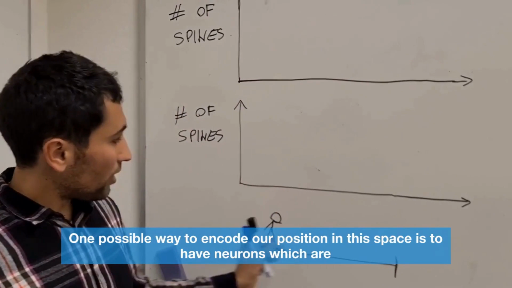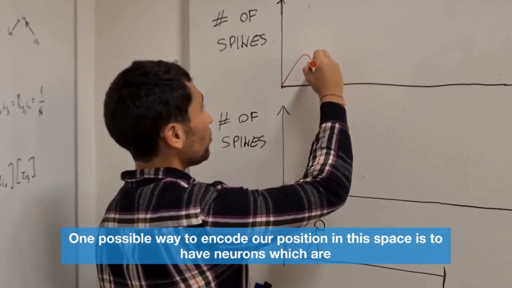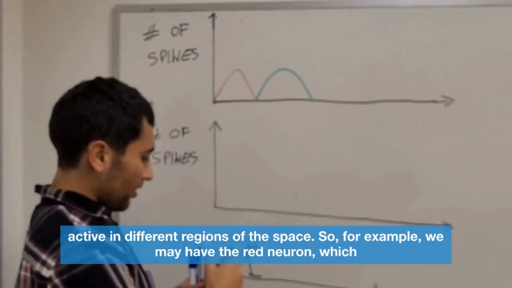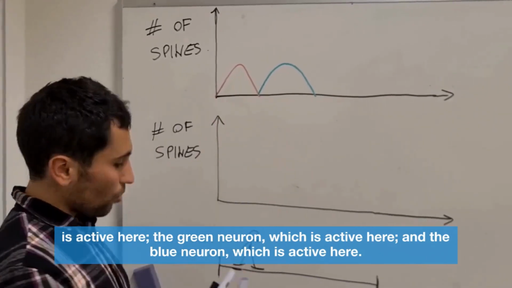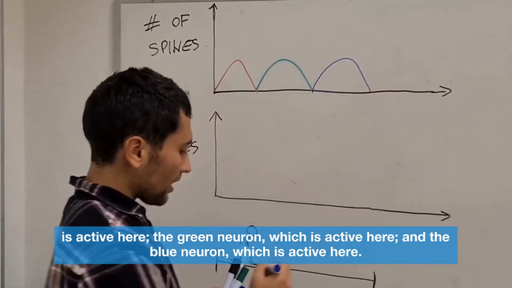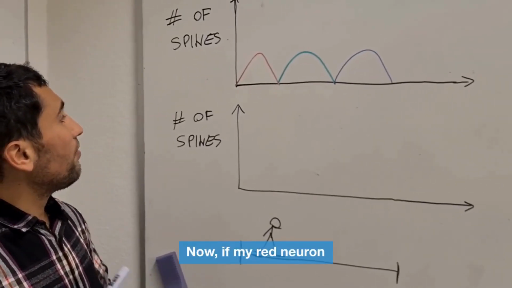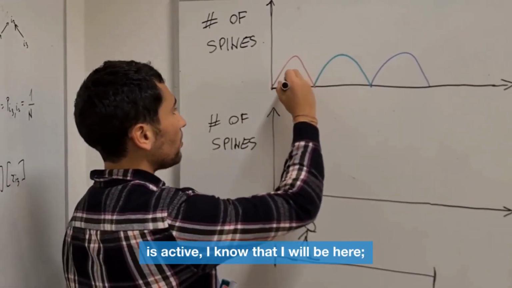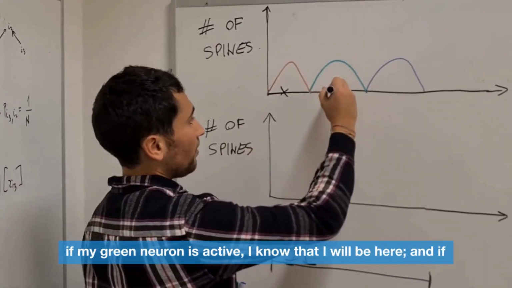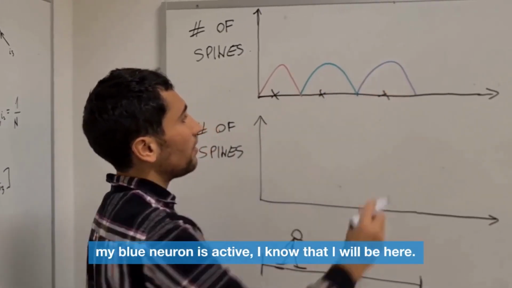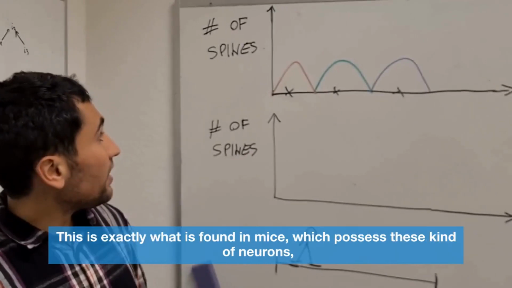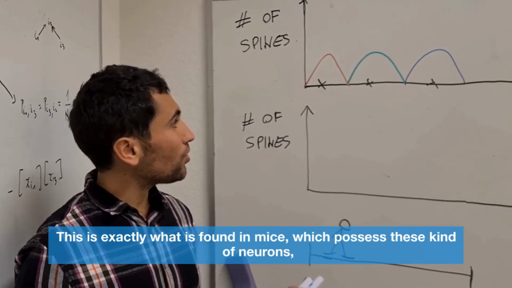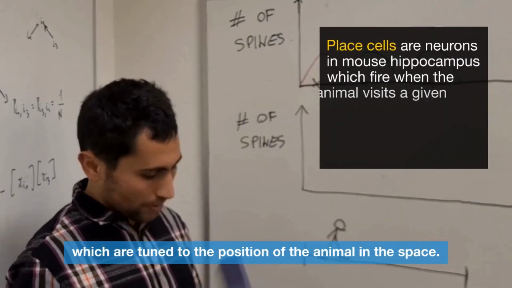One possible way to encode our position in this space is to have neurons which are active in different regions of the space. So, for example, we may have the red neuron which is active here, the green neuron which is active here, and the blue neuron which is active here. Now, if my red neuron is active, I know that I will be here. If my green neuron is active, I know that I will be here, and if my blue neuron is active, I know that I will be here. This is exactly what is found in mice, which possess these kinds of neurons which are tuned to the position of the animal in the space.